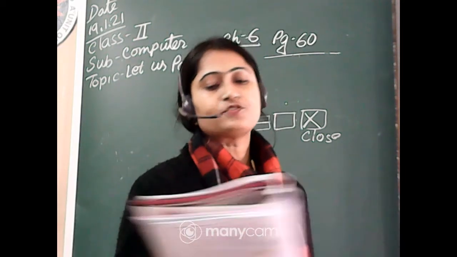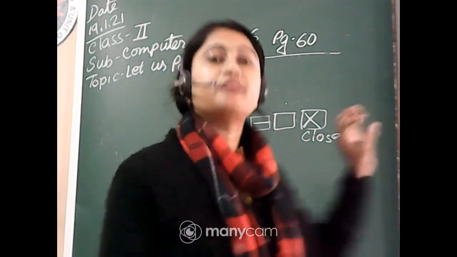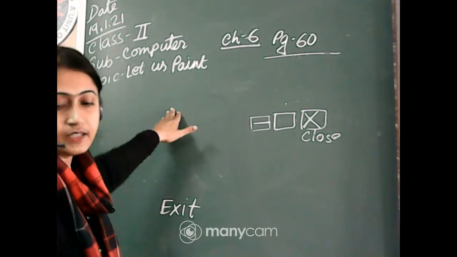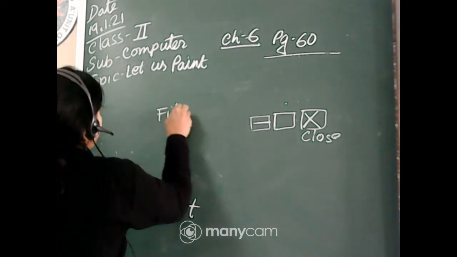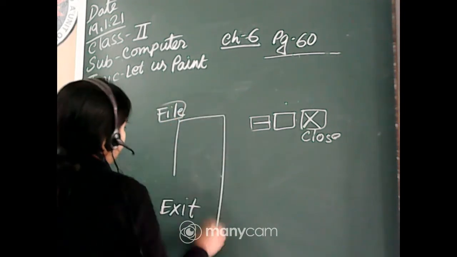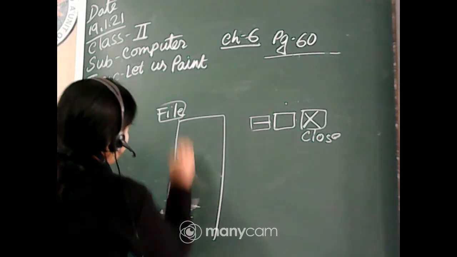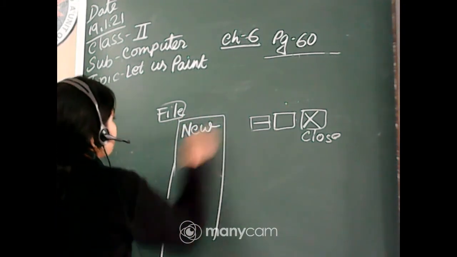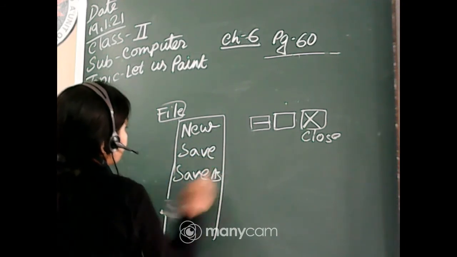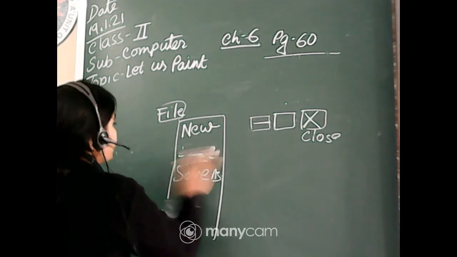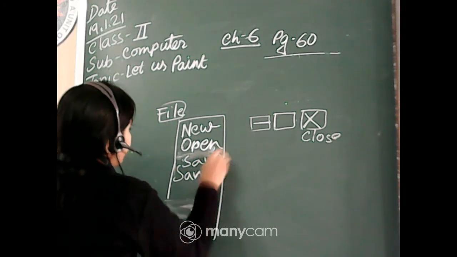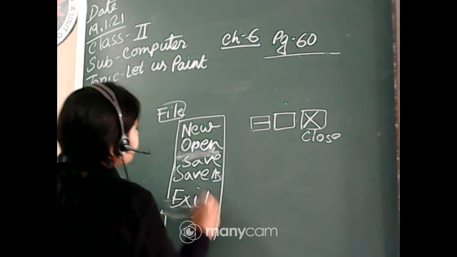To open a saved drawing, you have to follow these steps. There also you have to click on the file tab. When you click the file tab, these are the options. There are many options: new, save as, and open. There is the option open also. Exit, print, these are all options.